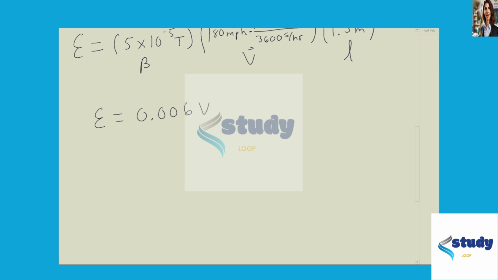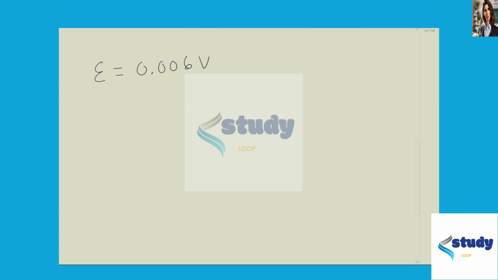So this means, guys, that we have a very small potential difference going across these tracks as our train travels through Earth's magnetic field. So this really has no effect on the train because you can convert this down, if it helps you, to 6 millivolts. You can see that it's just a small potential difference here. So this means that it's too small to affect the train.